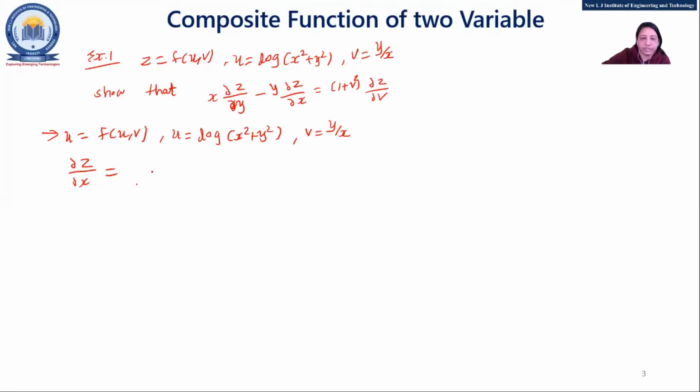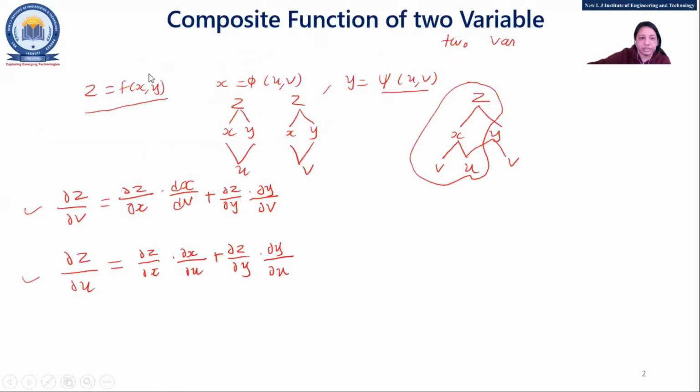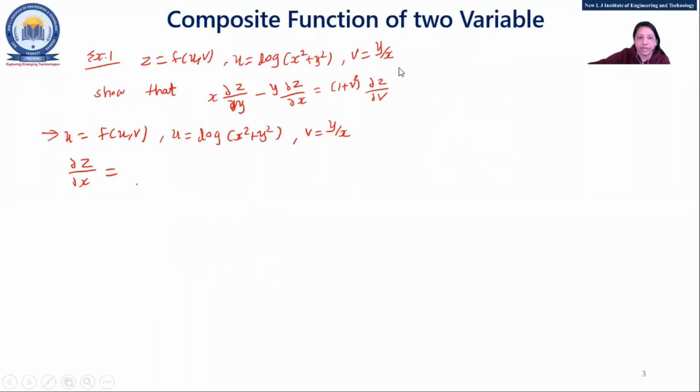Any student having an idea? Just the same as the previous one. This is the equation of del z by del v and del z by del u. Here also the same variables u and v are given, but here we want to find del z by del x, because u and v depend upon x and y.